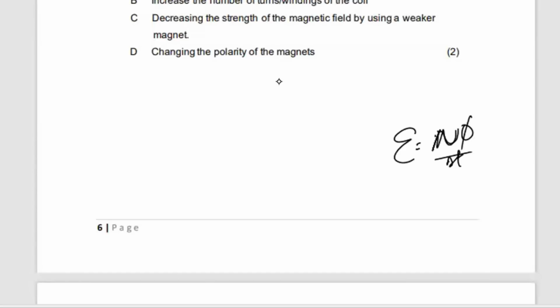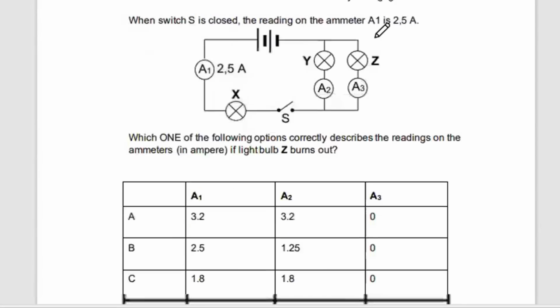And then the flux will be the B area and so on and so forth. So we need to rotate the coil slower. Nope. You need to increase the number of turns. That's correct. Decrease the strength. No. Change the polarity. No. So B would be the best option in that case.